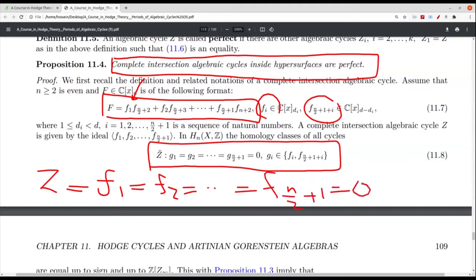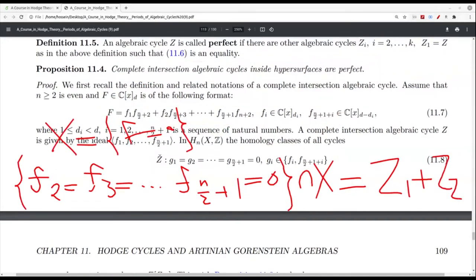So the point is that all these algebraic cycles have the same cohomology class up to multiplication with a rational number. For example, if we take this variety inside P^{n+1} and intersect it with x, this will be its homology class, and x will be a multiple of polarization.